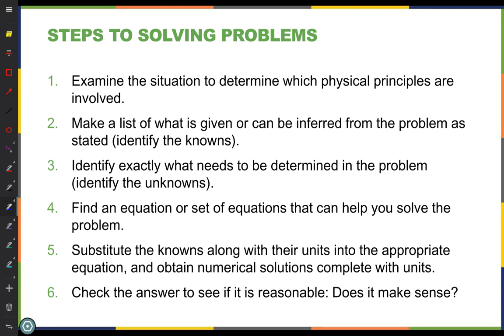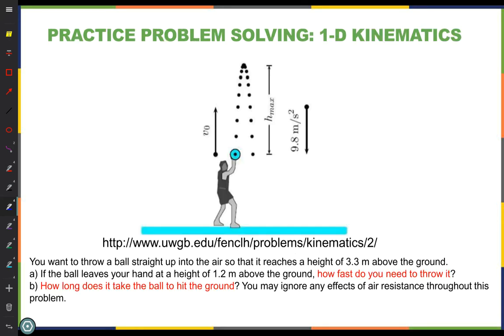Okay, so like I said, I'm going to leave the reading to other people and go to solving a problem. Now, you had homework problems that were due on Friday that were this kind of thing, except they were two-dimensional. So we start with the one-dimensional problem. You want to throw a ball straight up into the air. It reaches a height of 3.3 meters above the ground. If it leaves your hand at 1.2 meters above the ground, how fast do you throw it?